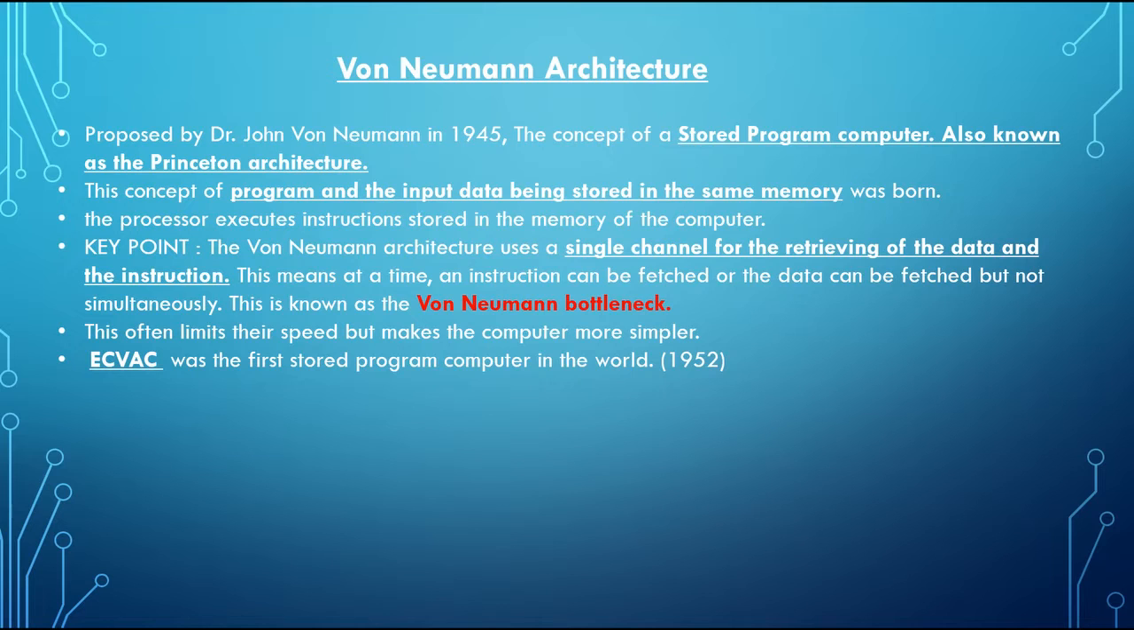This had a limitation, that was to bring the data to the processor, there was only one single channel. By channel, we mean that it was a pathway for the data to travel. So we could either fetch the data or the instruction at a single time. We could not do both. This was known as the John von Neumann bottleneck. EDVAC was the first stored program computer in the world, which was built in 1952.